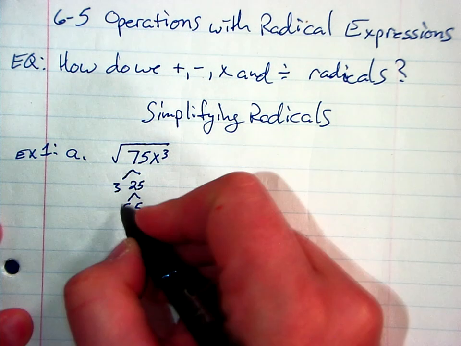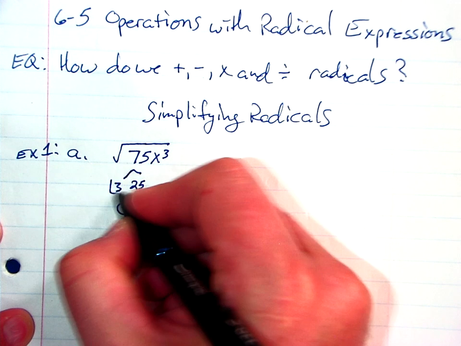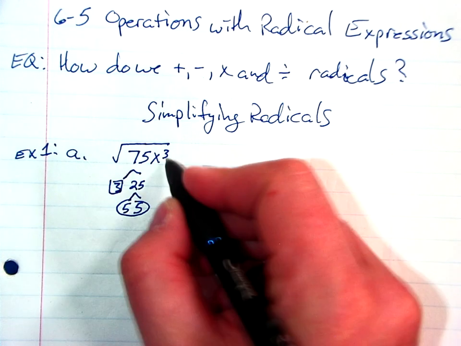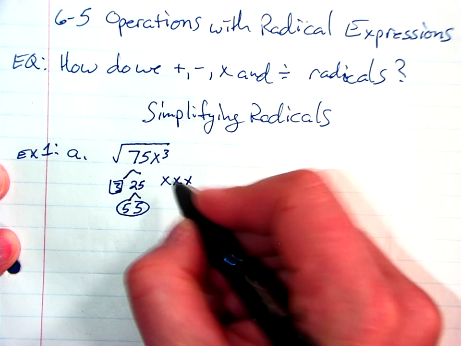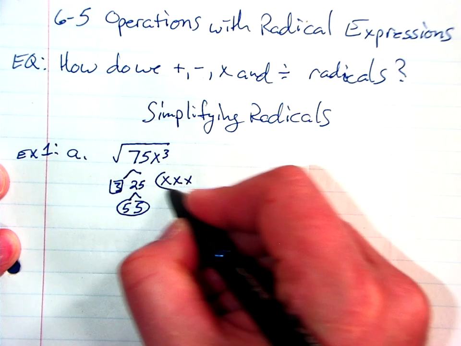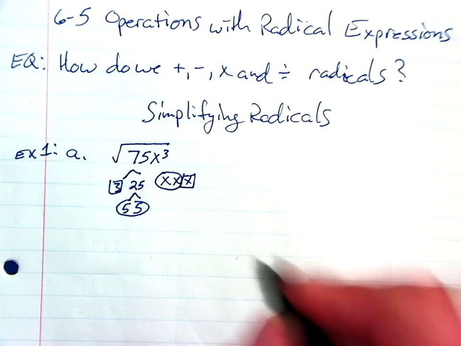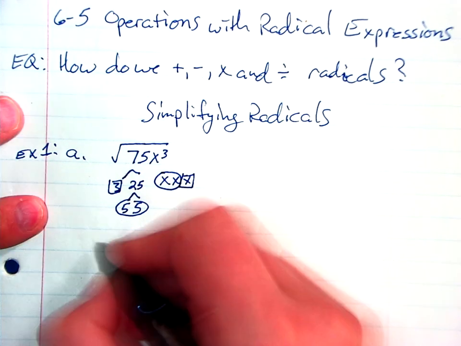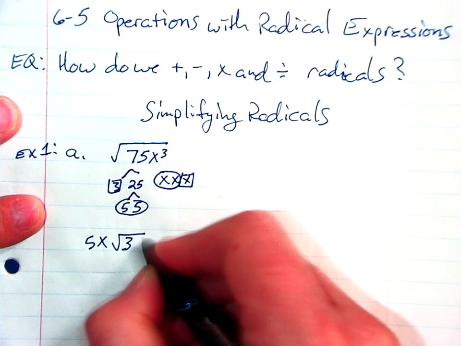Does the 5 have a twin? Yeah. So it gets out. Does the 3 have a twin? Nope, so it goes to the radical. We have 3 x's here. 1, 2, 3. In order to get out, we need 2. So one set gets out, one set does not get out. So my final answer is going to be 5x square root 3x.